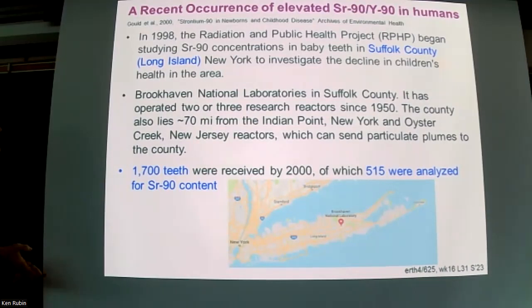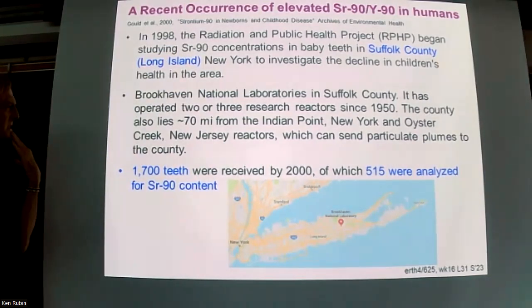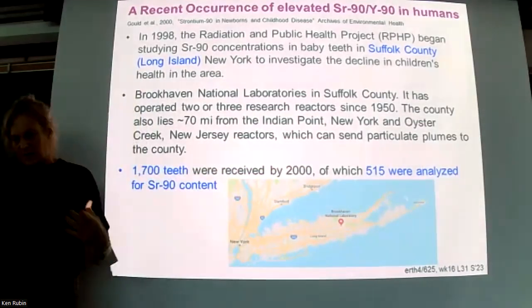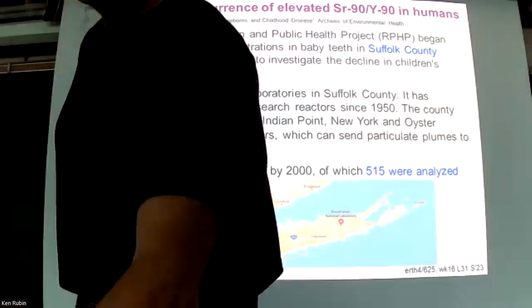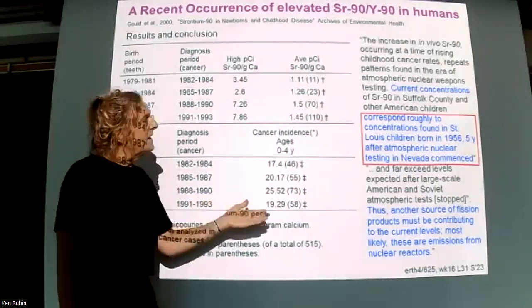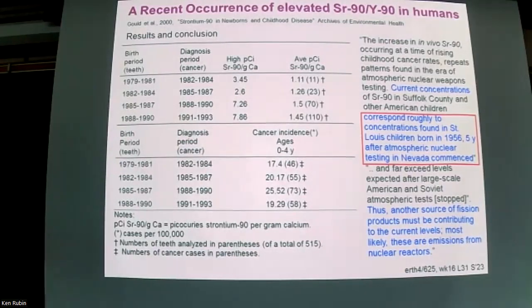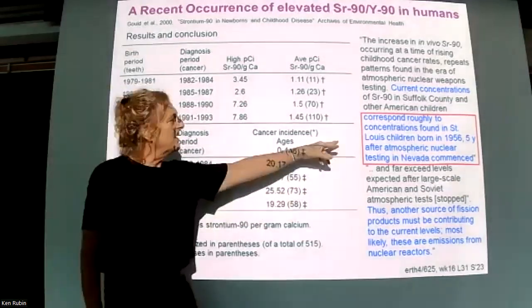And so people had the idea in the 80s, and they started to look at concentrations in children's teeth. They were like, we're starting to see some kind of high concentration, maybe we should look at this. And so 1,700 teeth were received in 2000, of which they analyzed, not all of them, something like a third of them, for strontium-90 content, and they found lots of elevated content. In fact, what they found was that concentrations in the teeth were as high as they had been in that original St. Louis study in children born around 1956, which was 5 years after above ground testing happened. It wasn't at the peak, but it was already well up toward the peak. It was a pretty high concentration.